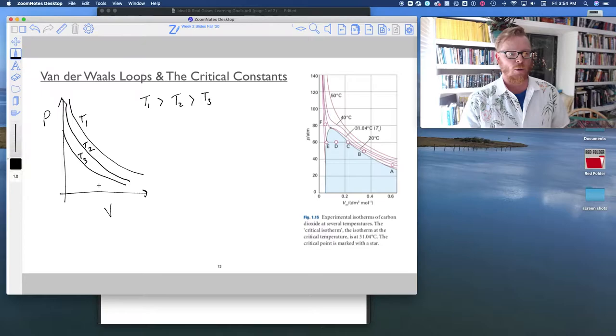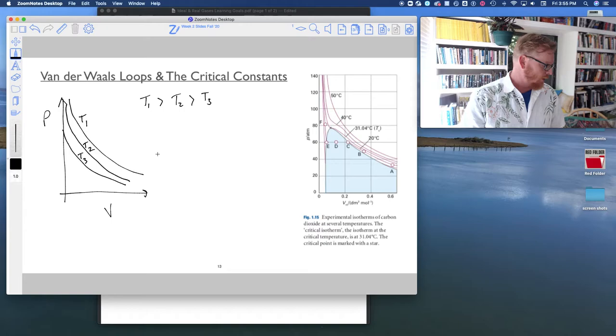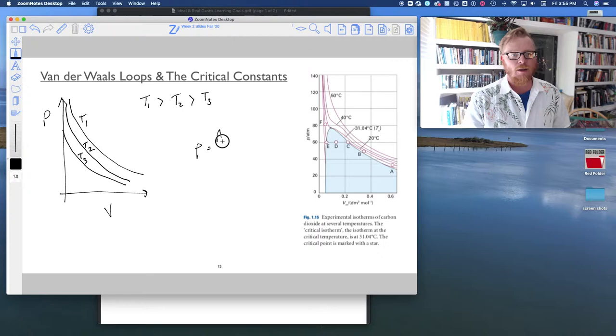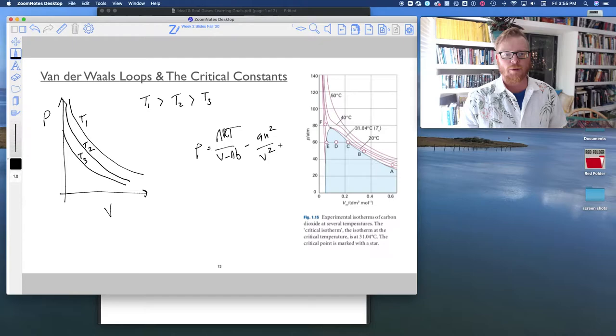But now what happens in the van der Waals equation? Let's write van der Waals down: P equals nRT over V minus nb. I wrote the non-molar volume form, to be able to go back and forth between molar volume and non-molar volume. So what ends up happening in the van der Waals equation, there is a temperature, we'll call it a critical temperature. Here it is, I'm going to call that Tc, equals the critical temperature.